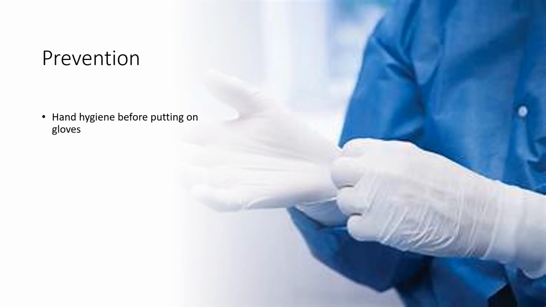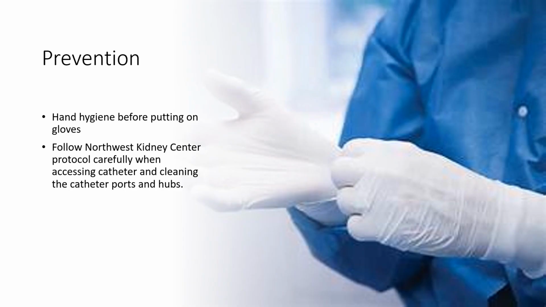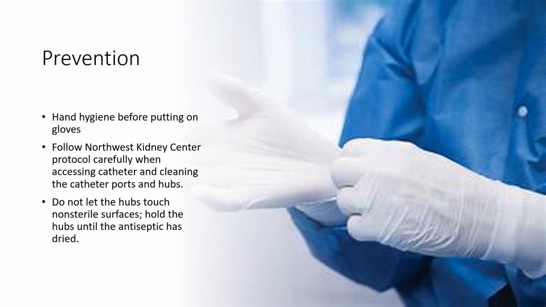So, of course, you start with hand hygiene before putting on the gloves. You follow the Northwest Kidney Center protocol carefully when accessing the catheter and cleaning the catheter ports and the hubs. Don't let the hubs touch non-sterile surfaces like the chest wall. Hold the hubs up until the antiseptic is dried, and then you put on the disinfecting caps.